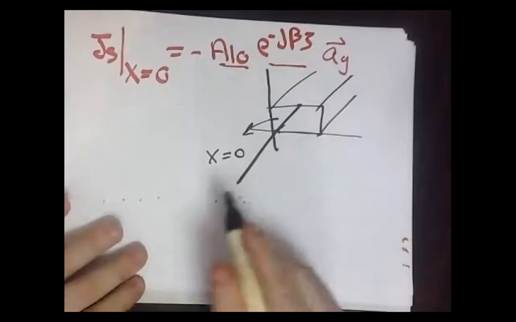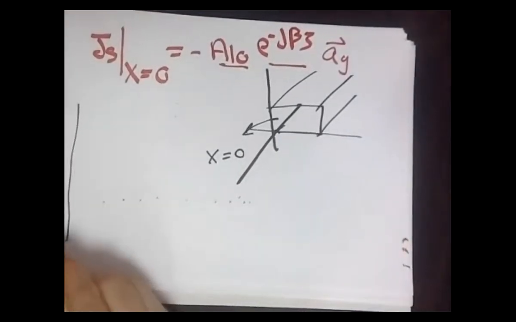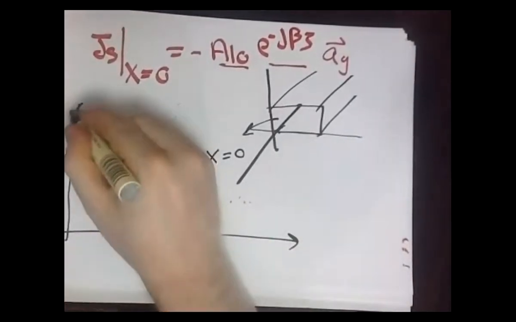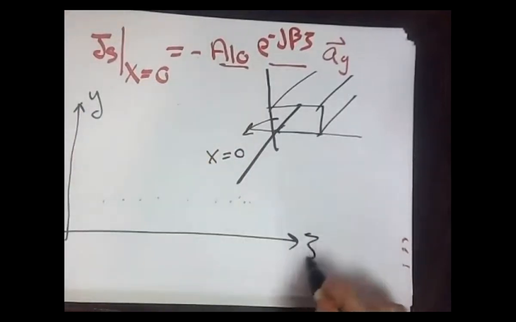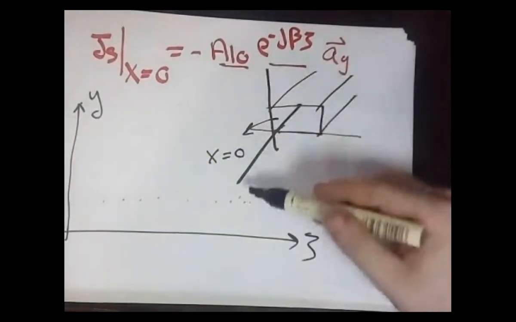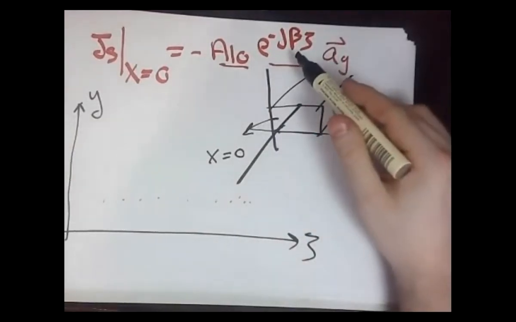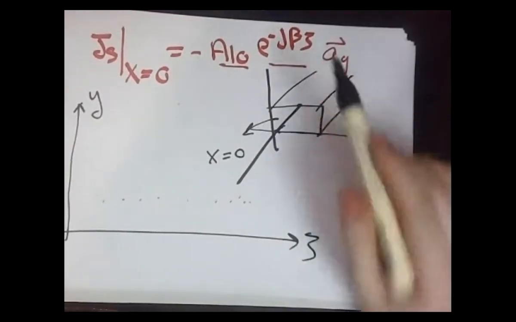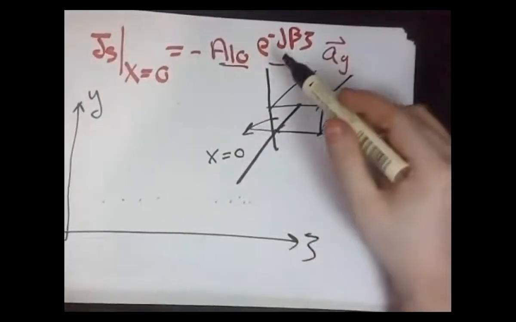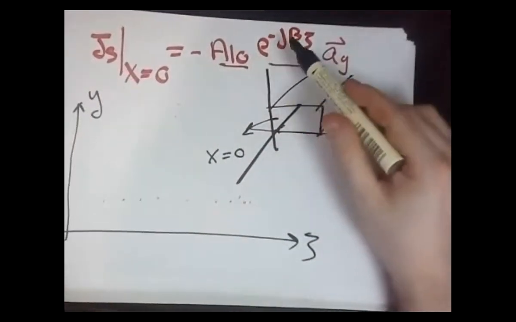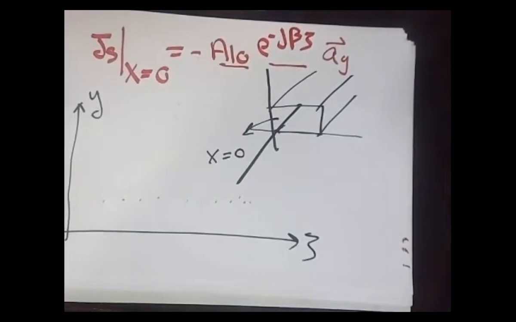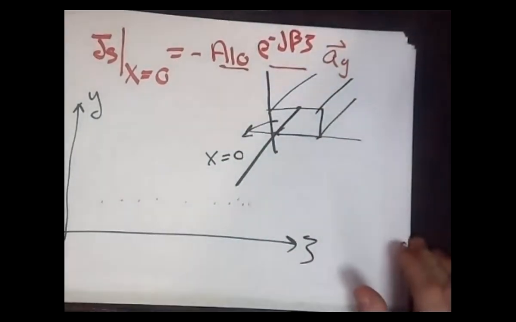So now we are considering the yz plane. In this plane, z is not constant. So simply what we are going to plot is e power minus j beta z. So how are we going to plot e power minus j beta z?